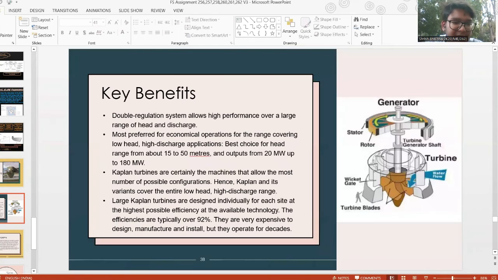Firstly, I'll be discussing the key benefits of the Kaplan turbine. This is basically a double regulation system which allows for high performance over a large range of head and discharge. Also, Kaplan turbines are certainly the machines that allow the most possible configurations. Hence, the Kaplan and its variants cover the entire low head and high discharge range. Large Kaplan turbines are designed individually for each site at the highest possible efficiency with the available technology.